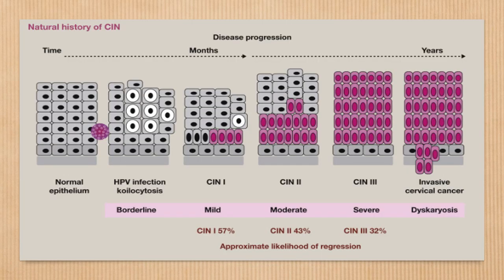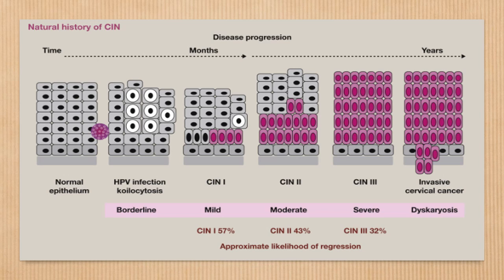Now, this is the natural history of cervical intraepithelial neoplasia, from months to years. So, it takes many years. That's why cervical screening is cost effective, because it takes many years from pre-malignant lesions to the malignant ones. So we can pick up the lesion in between, and then we can treat the lesion.